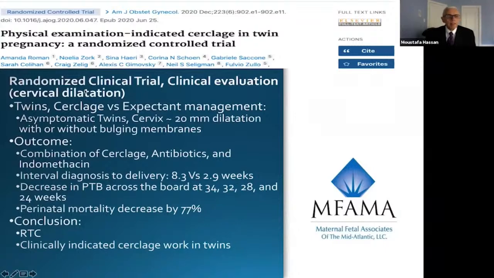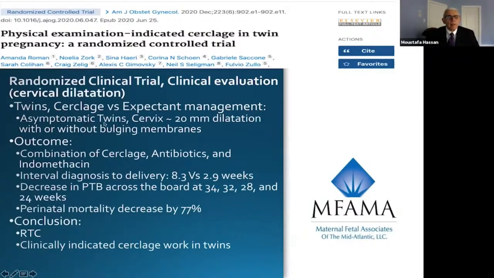Now, there are people who say, okay, fine, I don't like meta-analysis, I don't like retrospective cohort studies, let's do a randomized clinical trial. Well, here is one. This is Amanda Roman, from Dr. Berghella's group at Thomas Jefferson University, one of the prominent places that studies preterm labor. Twins, cerclage versus expectant management.